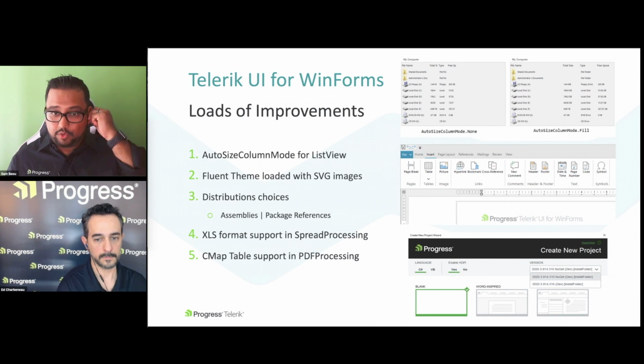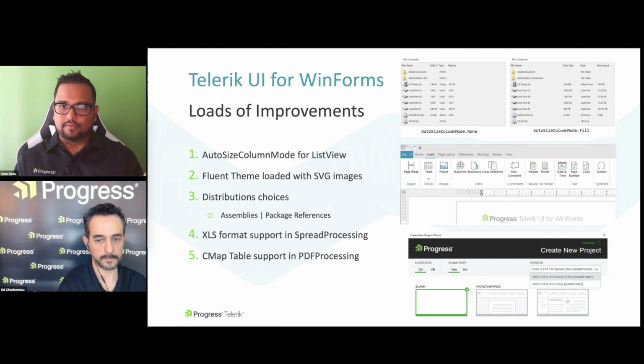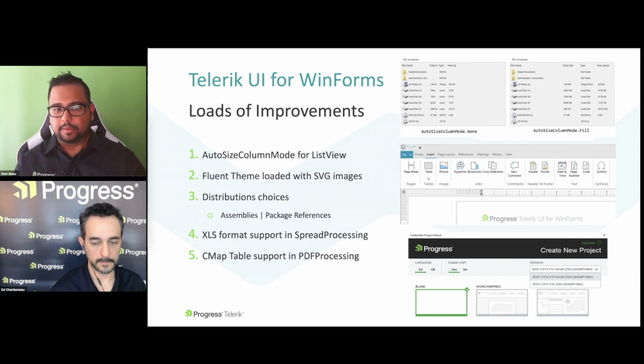We do have improvements all through. The list view gets a nice auto-size column mode where it can either stretch out to fill up the whole space or just take whatever space you give it. We have lots of themes, and we are now shipping these themes with vector images, so SVG images, so they look sharp whichever DPI or whatever monitor you want to use this on.